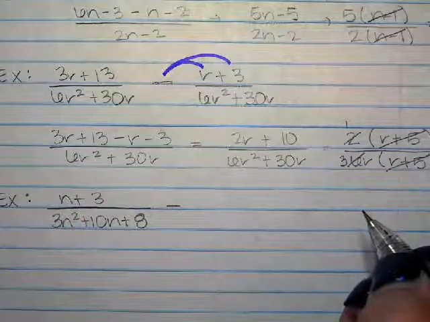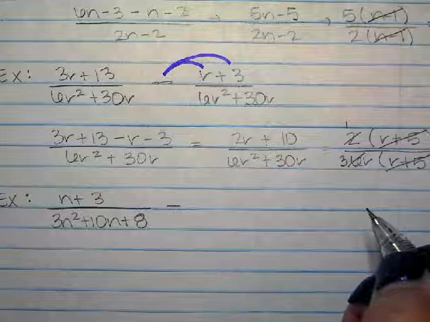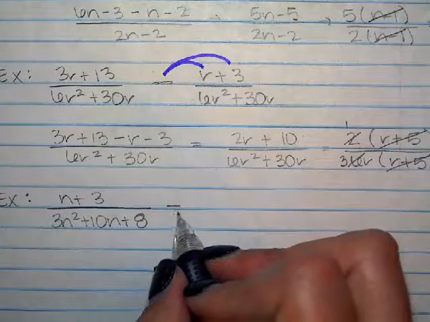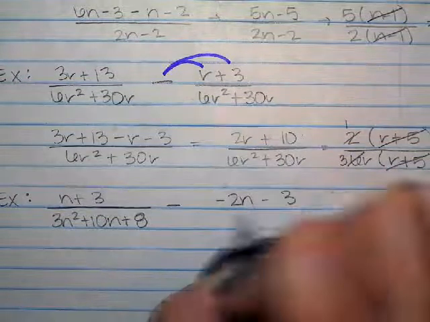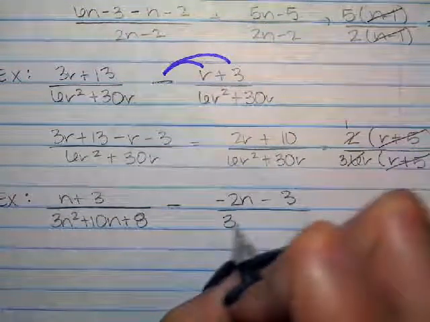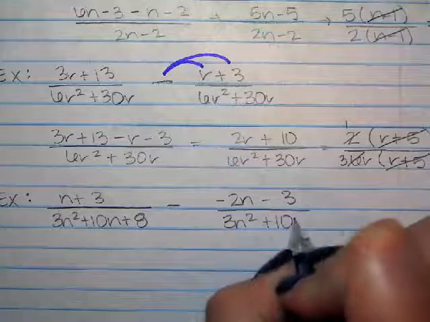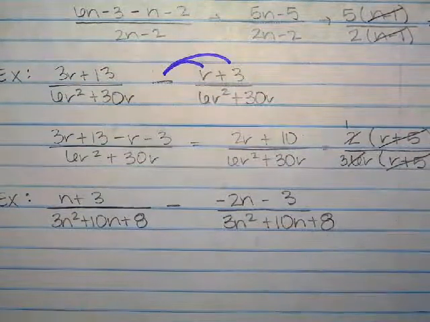Are you ladies ready? All right, minus negative 2n minus 3 over 3n squared plus 10n plus 8.